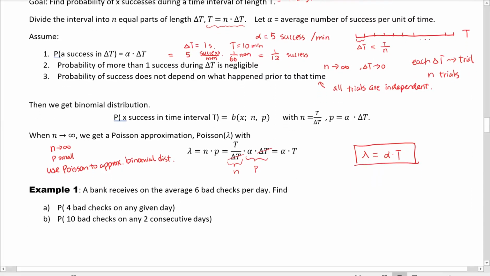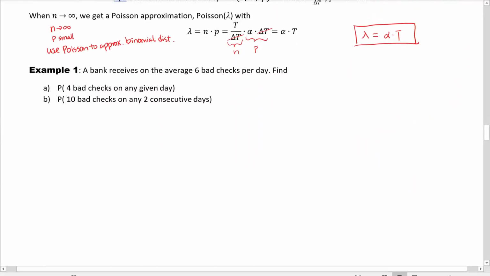Okay, now let's see how to work on the examples. So let's look at example 1. A bank receives on the average 6 bad checks per day. So what is this number? Well, when you see the keyword average, then you know that is alpha. Alpha is the average number of successes per unit of time. So in this case, alpha is 6 bad checks per day. And you see here, bad checks is actually a success. So success is not necessarily a good thing. It could be a bad thing. It's just something we want to measure and calculate.